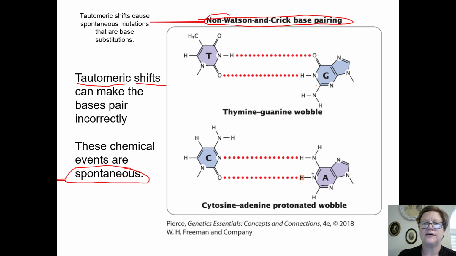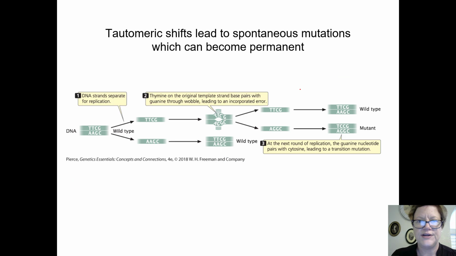So in some ways it's not fair to blame the polymerase, because it's just looking at what's there. And if it's a tautomer, the tautomer tricks the polymerase into putting the wrong base into the new strand. But we still blame the polymerase either way.